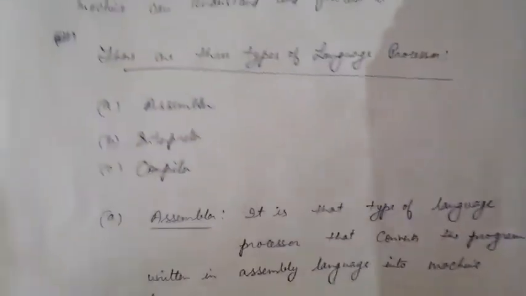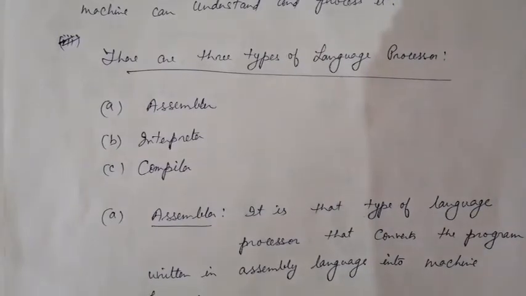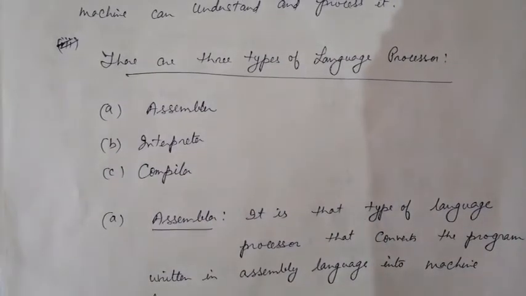Then is interpreter. The second one is interpreter. What is an interpreter? An interpreter is also a translator or language processor which converts high level language into machine language, but it converts line by line. It first converts one line, then the second line it will convert.